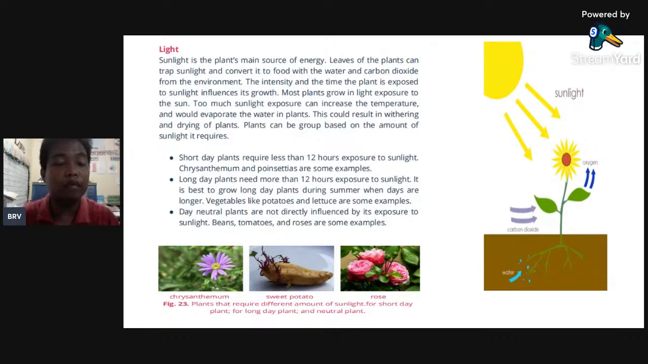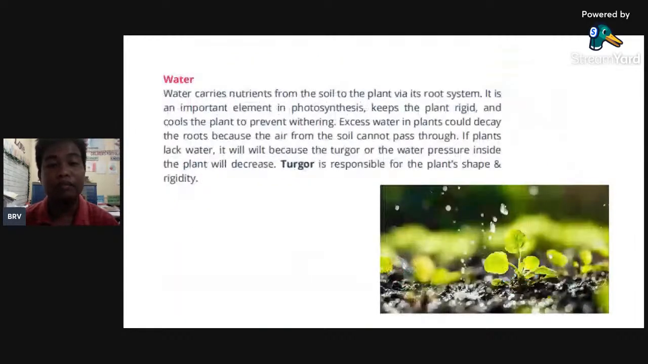So plants differ from one another. There are plants that do not need too much sunlight, and too much sunlight is not good for them either. Okay, next, water carries nutrients from the soil to the plant via its root system. It is an important element in photosynthesis, keeps the plant rigid and cools the plant to prevent withering. So water is really an essential element for the plants to grow.